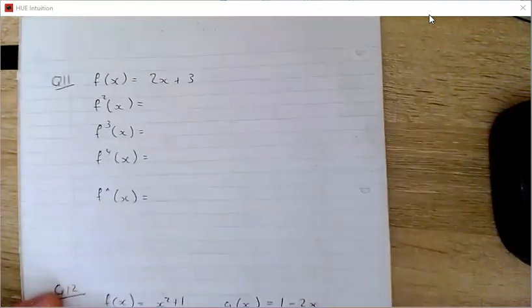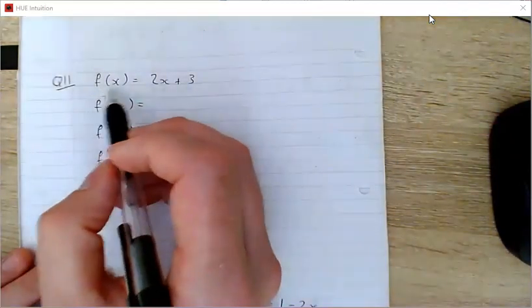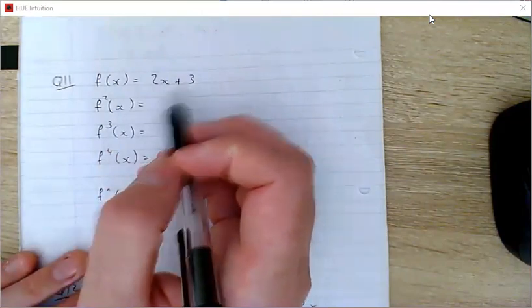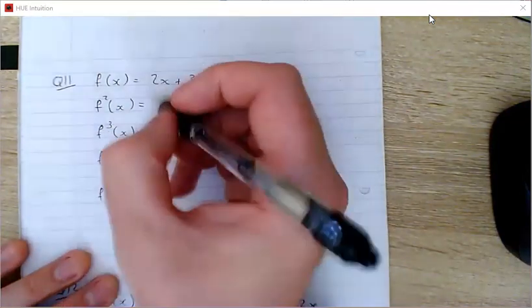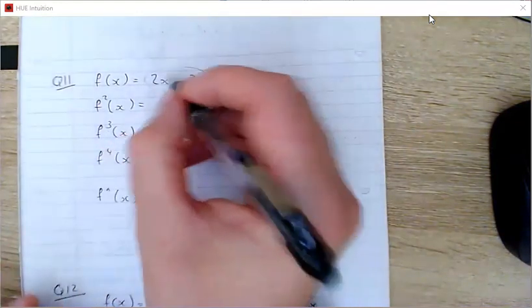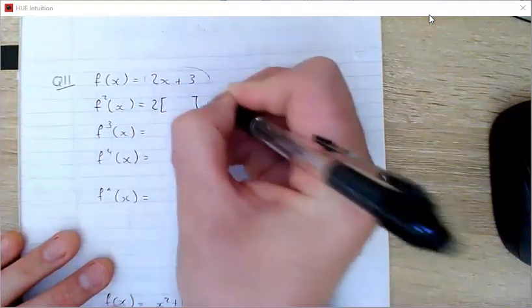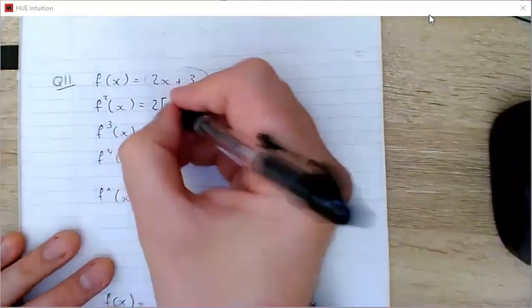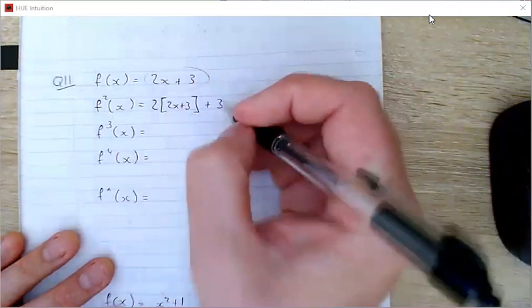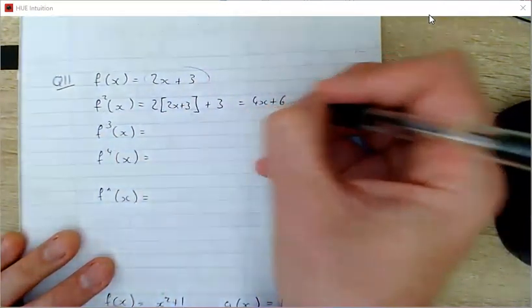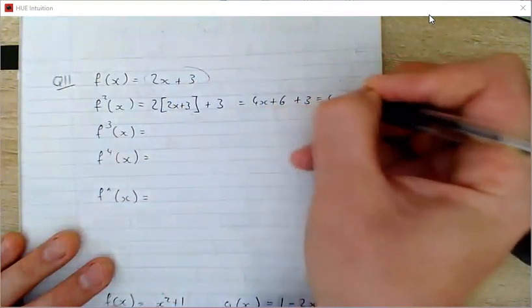Question 11, if f of x is 2x plus 3, find f squared of x. Okay, so that means plug 2x plus 3 back into itself. So twice x plus 3, but instead of x, you're saying 2x plus 3. And that's going to be 4x plus 6 plus 3, or 4x plus 9.